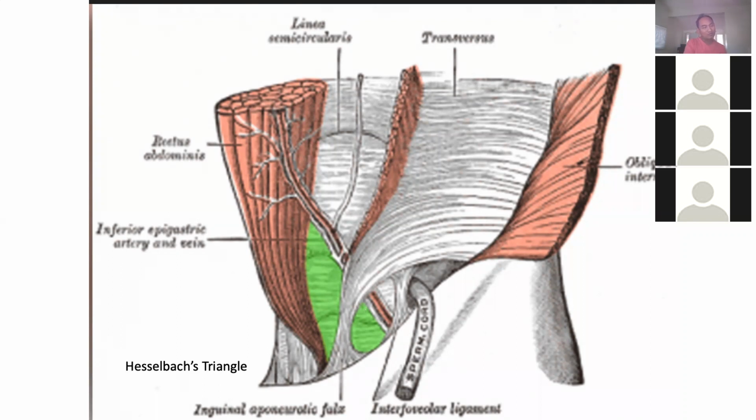What are the boundaries? One end is the rectus sheath, the other end is the inguinal ligament, and the other boundary is the inferior epigastric artery. So this little green triangle is formed by the inferior epigastric artery, the rectus, and the inguinal ligament. This green triangle is called Hesselbach's triangle. Don't worry about that, we will come to it in a later slide.